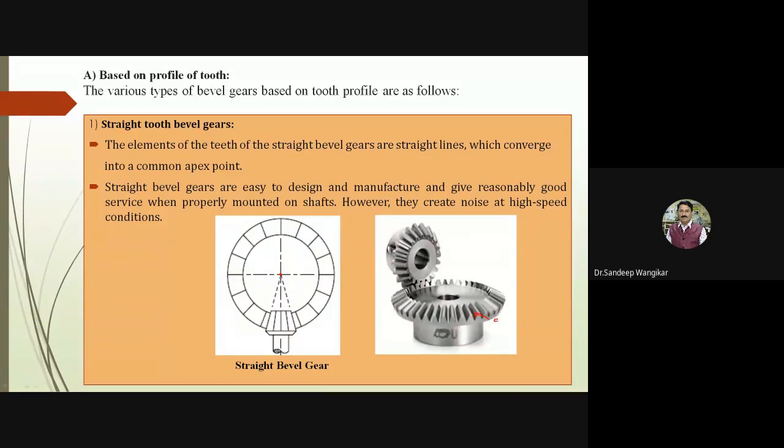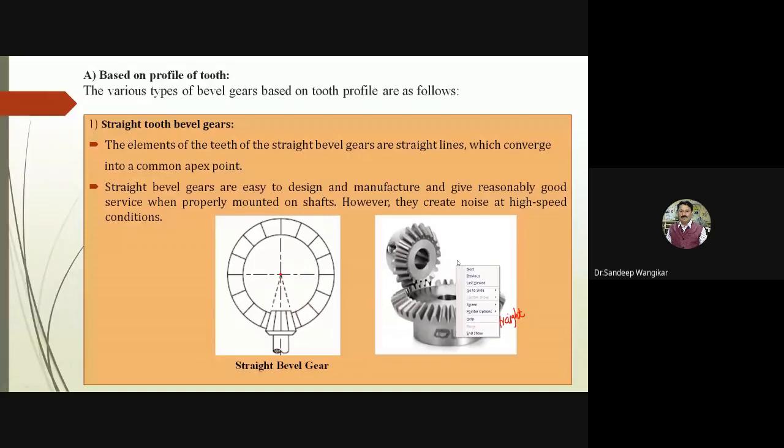And what is mentioned here as a common apex? So if you take like this, it is just imaginary for you, and like this. So this is shown in this diagram. So they will converge into a common apex point. So this I have tried to highlight here. Okay. So as the teeth are straight, they are easy to design and manufacture, very important.